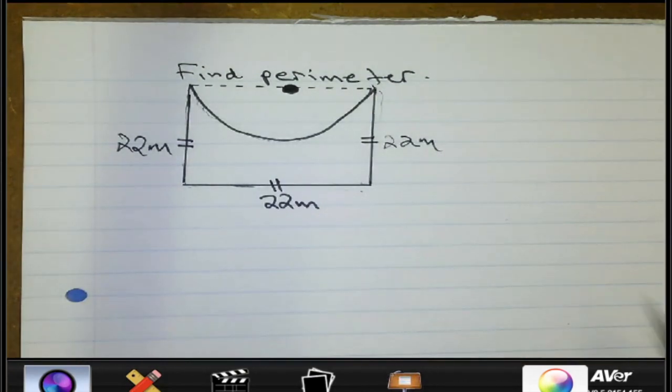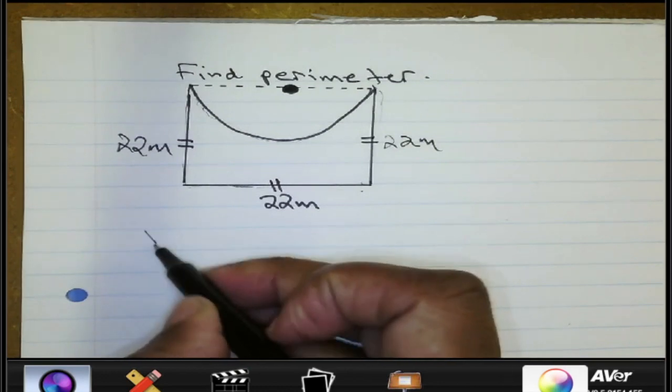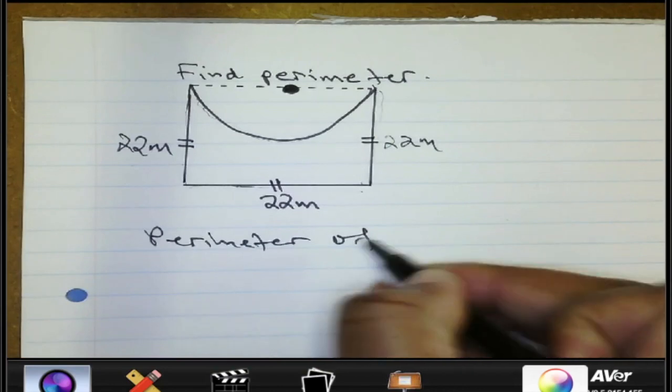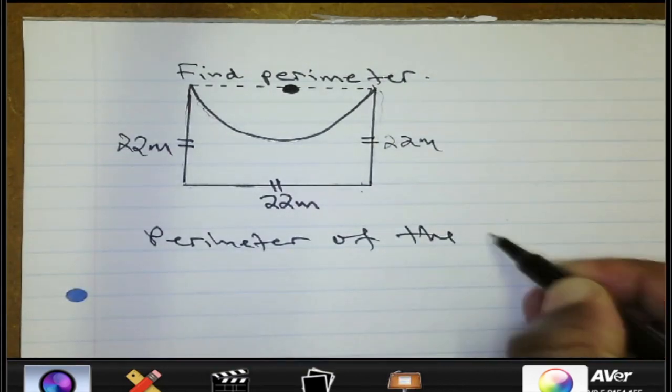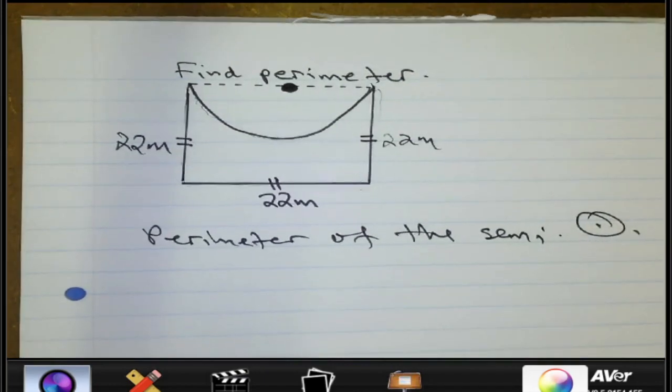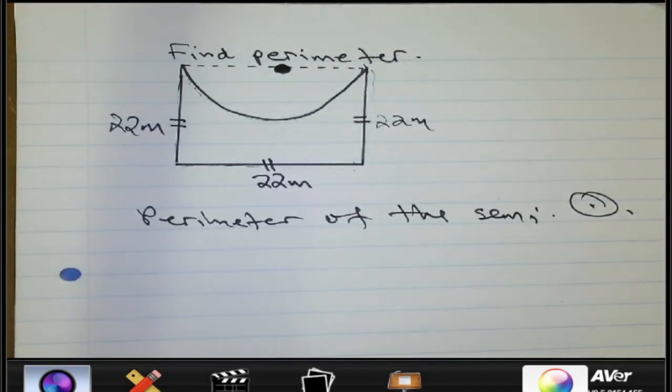Right, so that is a semicircle. I want us to start with working out the perimeter of the semicircle. Right, I'll draw it like that. So that is the semicircle. Do you remember the formula for perimeter of a circle? We know we call it circumference. Yes. So the perimeter or the circumference of a circle is pi multiplied by the diameter, right? You can use pi times d.